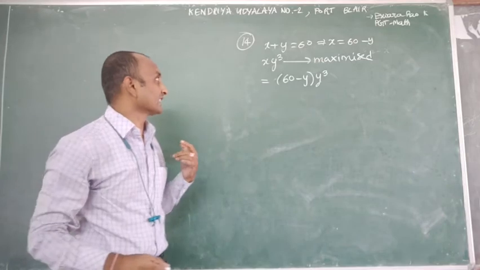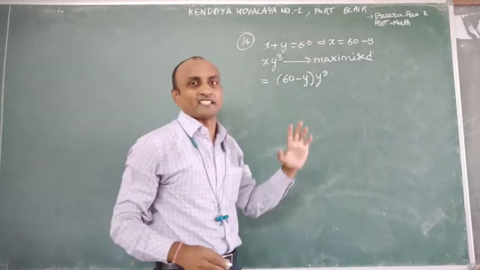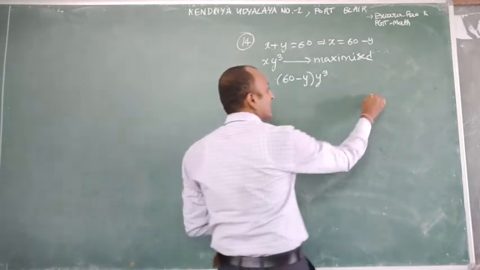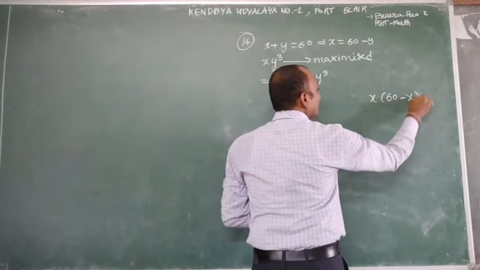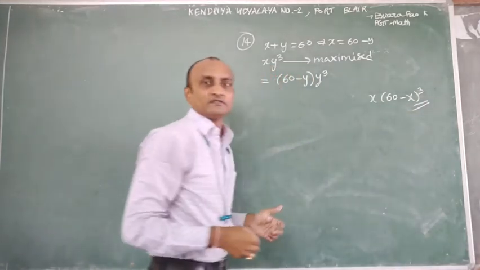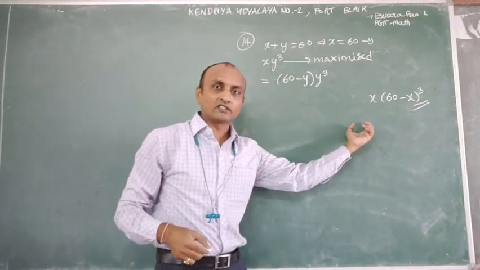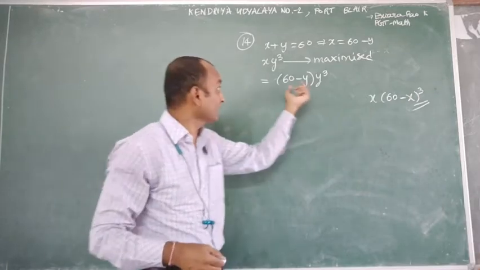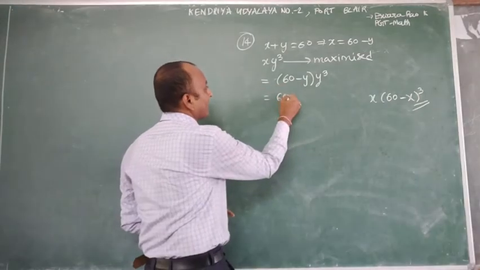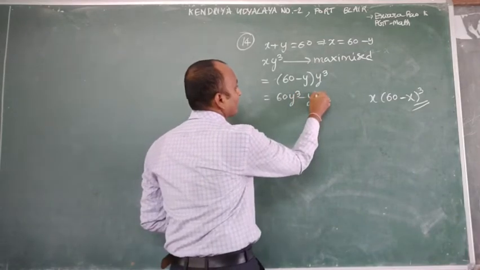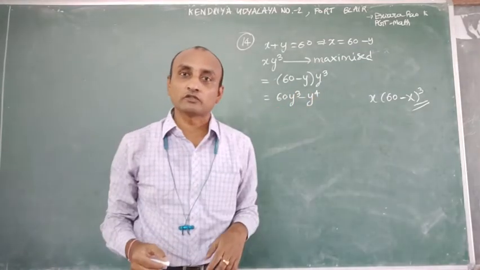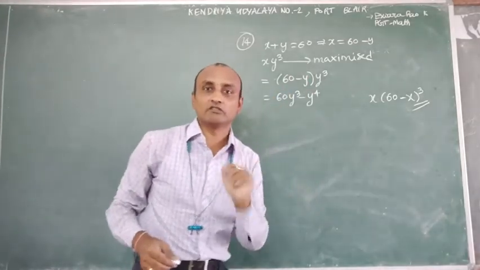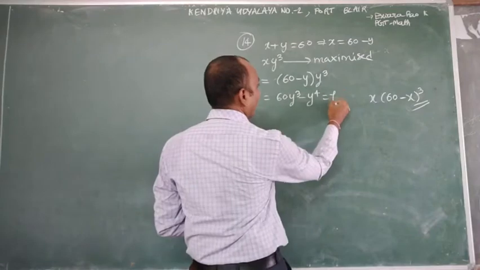So why am I taking it like this? Why don't I take y is equal to 60 minus x? Because y cube is there, 60 minus x whole cube will come. If I take x into 60 minus x whole cube, this expansion is difficult. You can take it like this also, but the differentiation and calculation will be lengthy. But here if I take it like this, immediately I can multiply it as 60 y cube minus y power 4. Now how many variables are there in this x y cube quantity? We have only one variable. What is that? y. So I choose this one as f of y.